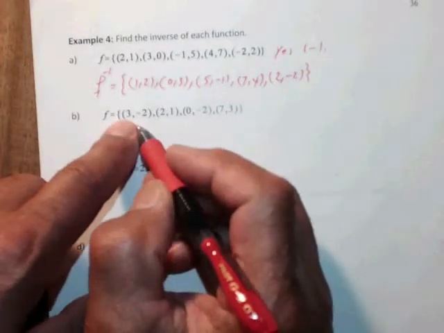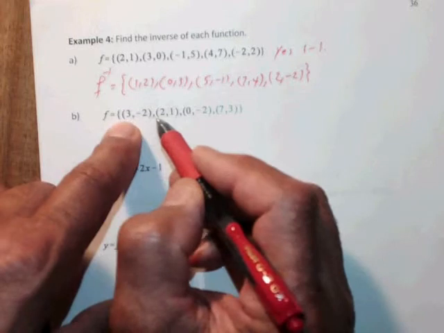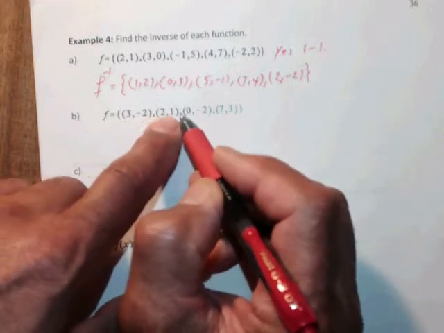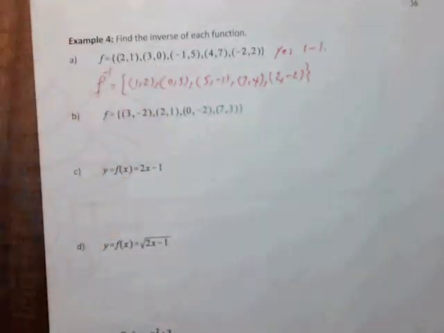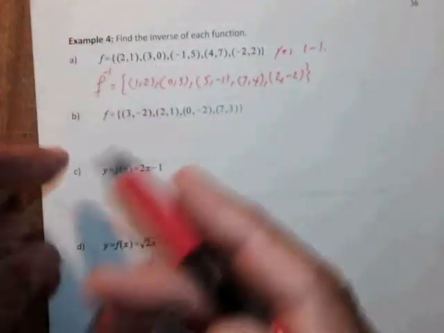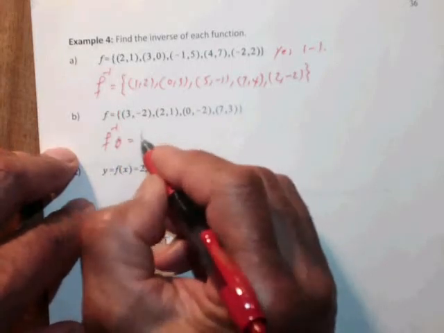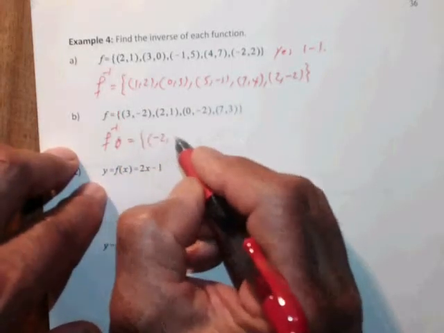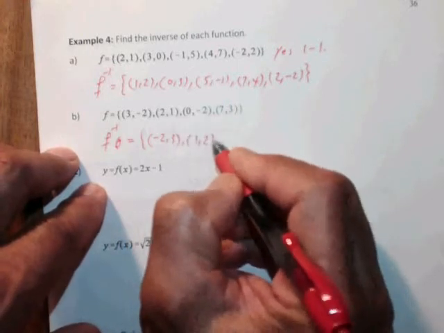How about this function? Is this function 1 to 1? 1 is not repeated, 2 is not repeated, 0 is not repeated, and 7 is not repeated. So yes, this is 1 to 1. So F inverse is equal to negative 2, 3, 1, 2.